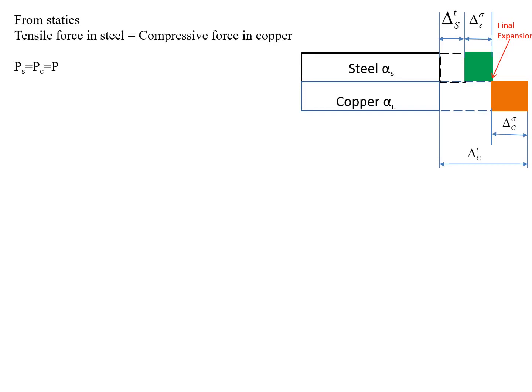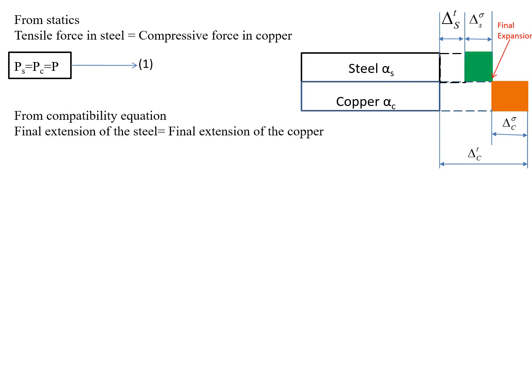And now see, from statics, the tensile force in the steel should be equal to the compressive force in the copper. Let us consider PS equal to PC equal to P. Here PS is the tensile force in the steel member, PC is the compressive force in the copper, and it should be equal to P. Let us consider this as equation 1. And we know from the compatibility equation that the final expansion of the steel equals the final expansion of the copper. Why? Because it is a composite material. With the composite bonding, both materials will expand by an equal amount.